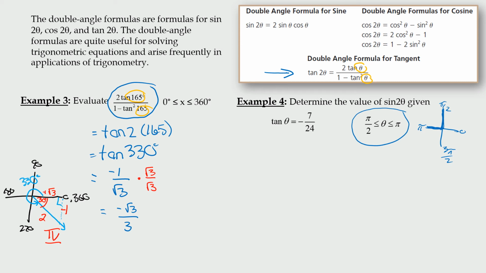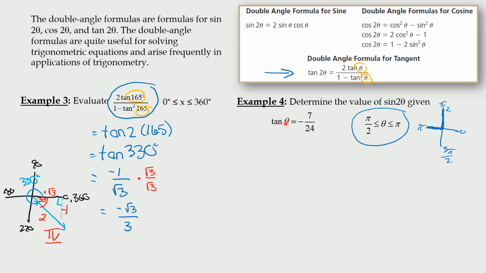Determine the value of sine 2 theta given tan. Now one of my main strategies I've been using so far is what can I swap out? Can I simplify something by using one of these formulas? There's no formula up here with a single tan. This is actually quite simple looking as it is.